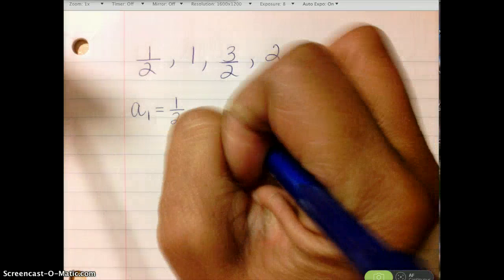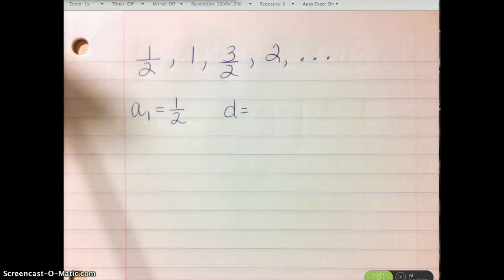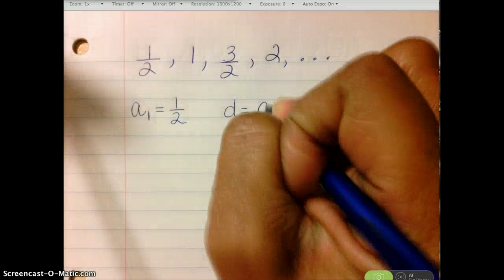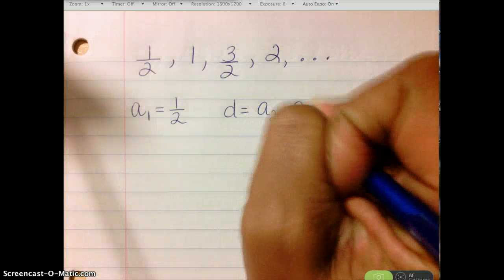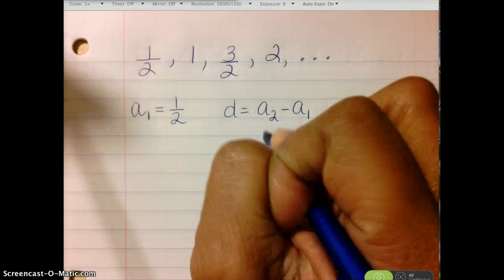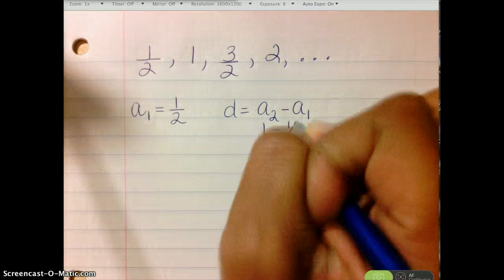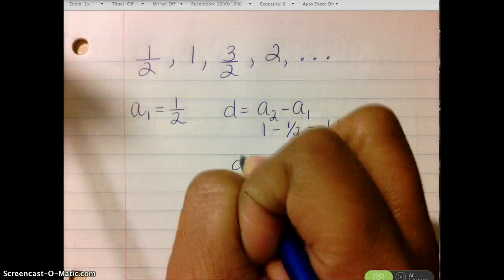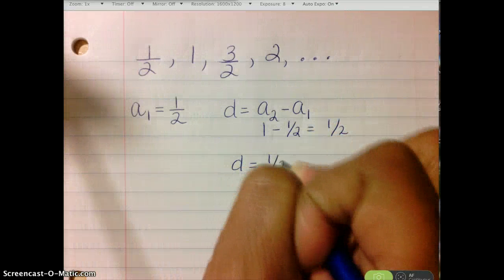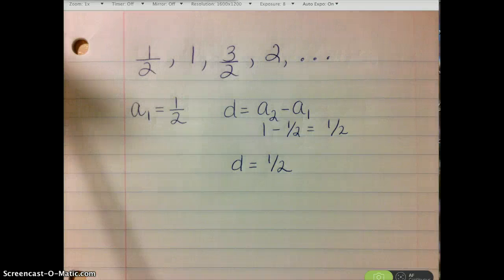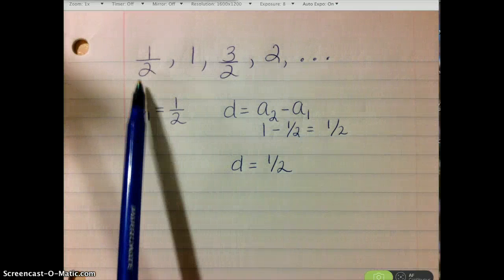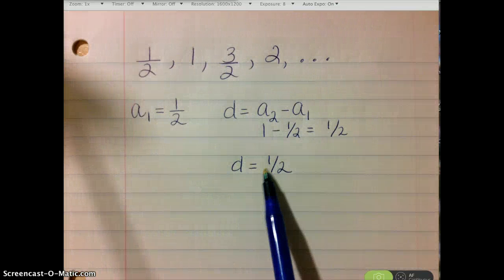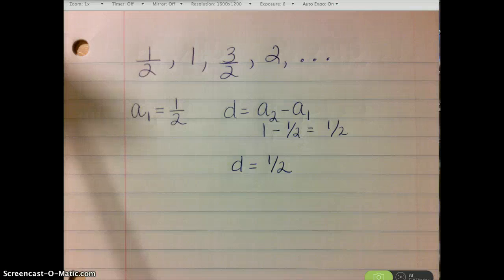Next, we need to find the common difference, which is notated using the letter d. We talked in class that we can find the common difference by taking the second term minus the first term. So here we're going to do 1 minus 1/2, and that gives me 1/2. So my common difference is equal to 1/2. A common difference of 1/2 means that to get from one term to the next term in this situation, we're going to have to add 1/2 because the 1/2 is positive.